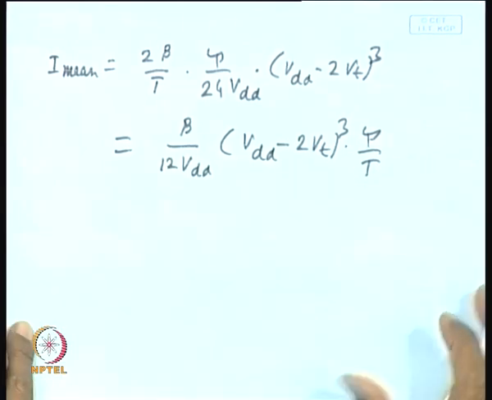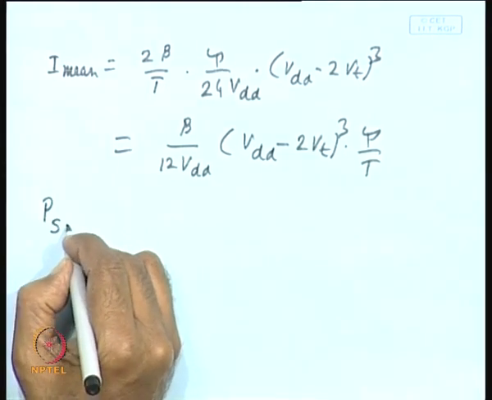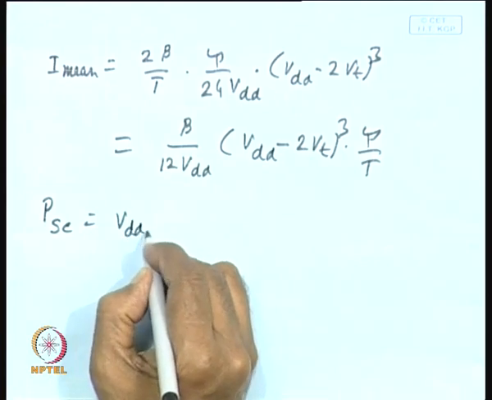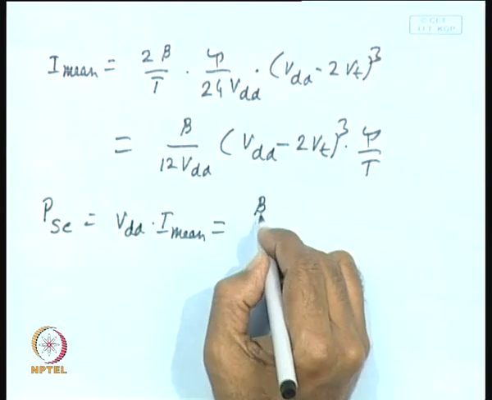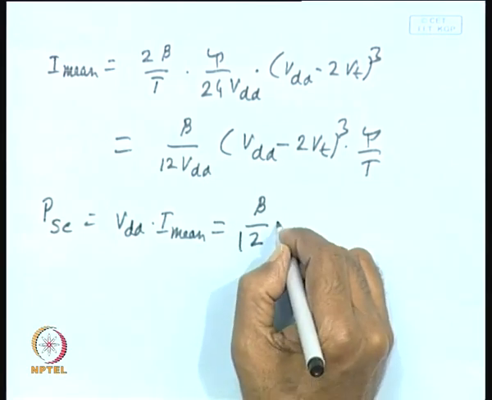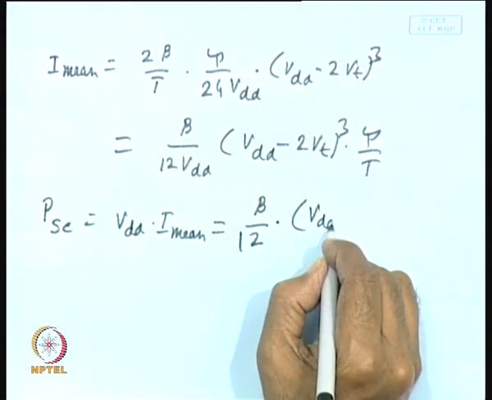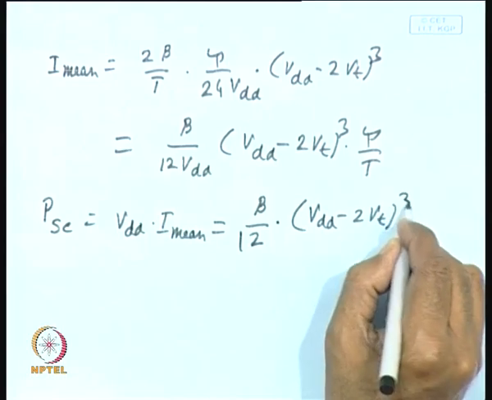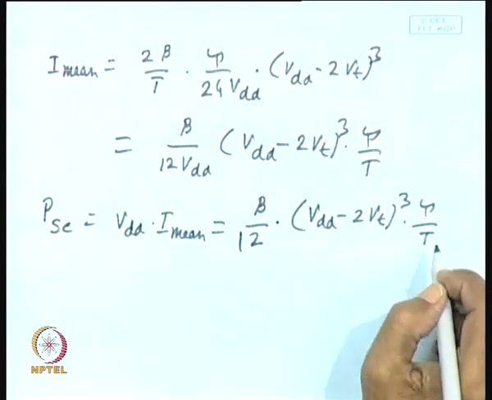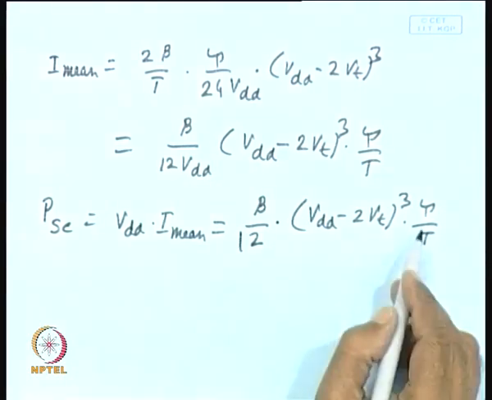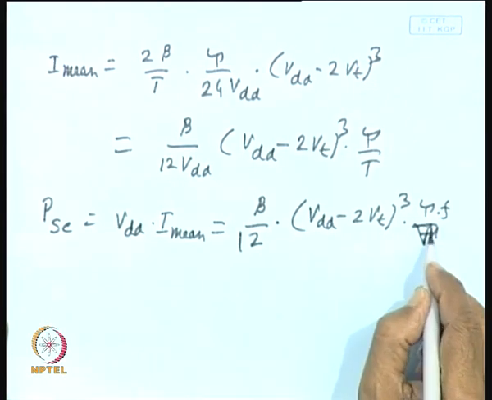Now, this is the current. So, the power dissipation, P short circuit, will be equal to VDD into that, which is beta by 12 into, this VDD will cancel with this VDD. So, we shall get VDD minus 2 VT cube into tau by T, or this T can be written as F anyway. So, this is the expression. So, this we can write into F instead of tau.